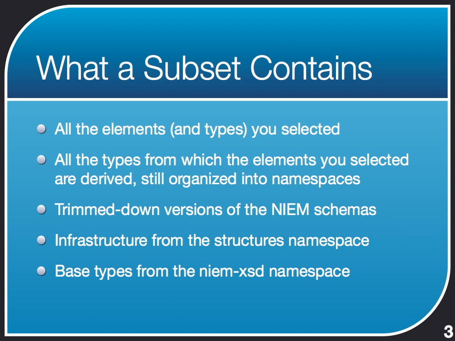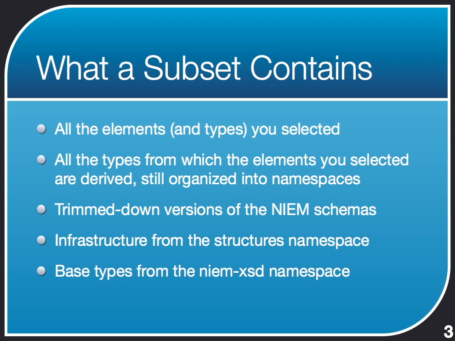You also get all the types from which the elements you selected are derived. So if you grab person, well, you get person type. If you grab case, you get case type. You get all the types that you need. You also get the types from which those types are derived. So if you pick something that's activity of some sort, say citation, you get citation type, but you also get the activity type that citation type is derived from.